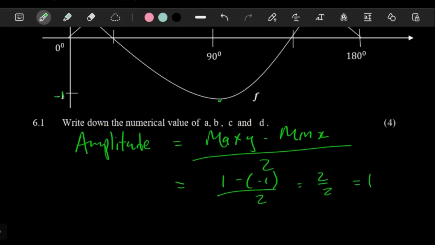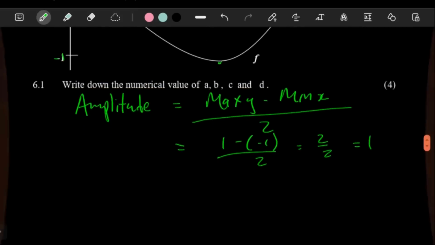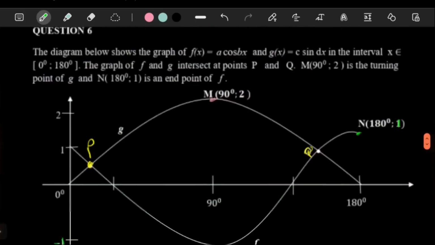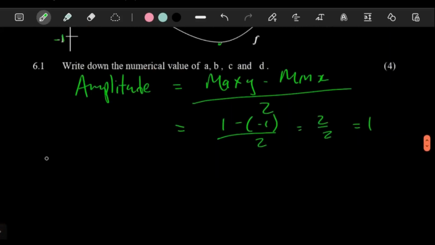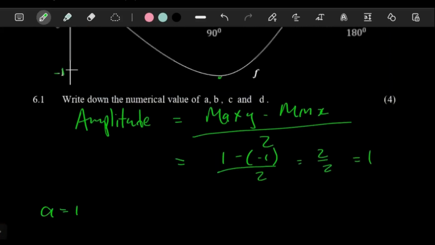And with all this being said, you need to keep in mind the fact that the amplitude of the cosine graph is 1. So it means that A is equal to 1.